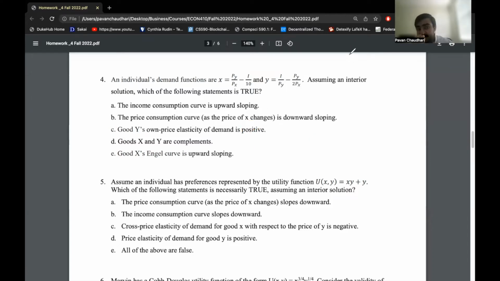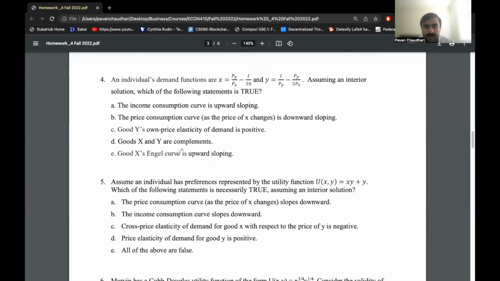How would you check if they're complements? Well, actually, we already checked one way. You could check either dx/dpy, so this is the cross price derivative, or you could check this other one, which is also a cross price derivative. Either way, we already checked this one, right? And we got that it was positive. So in fact, these are substitutes, not complements.